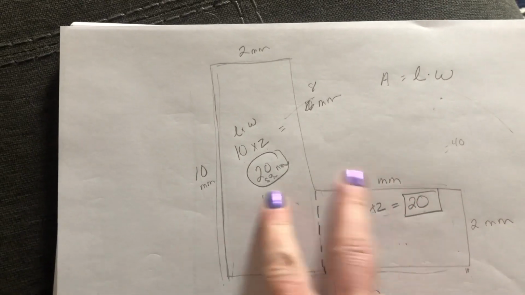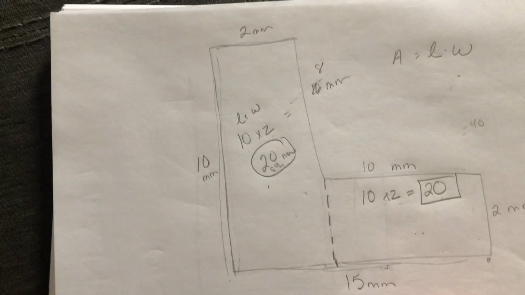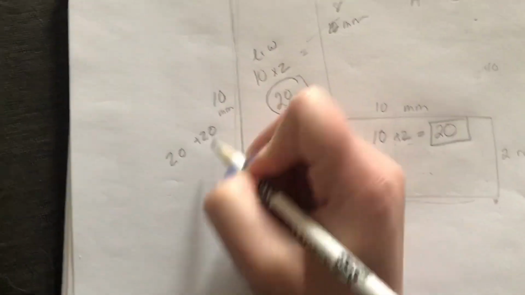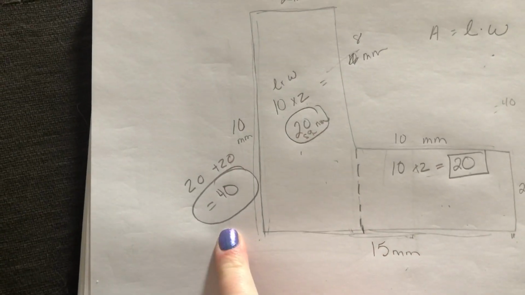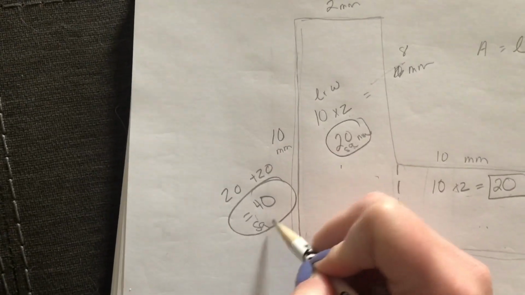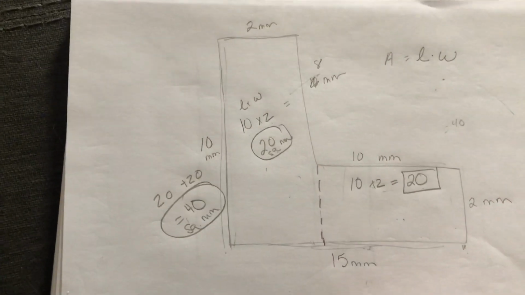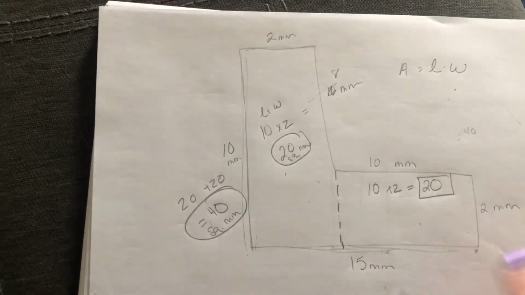Now if I want to add them together, so I can figure out what the whole shape is, I'm just going to add them together. So I would do 20 plus 20, which equals 40. So this whole object is 40 square millimeters. Okay, that's one composite object. So I cut it in half, and then I found the area of each section.